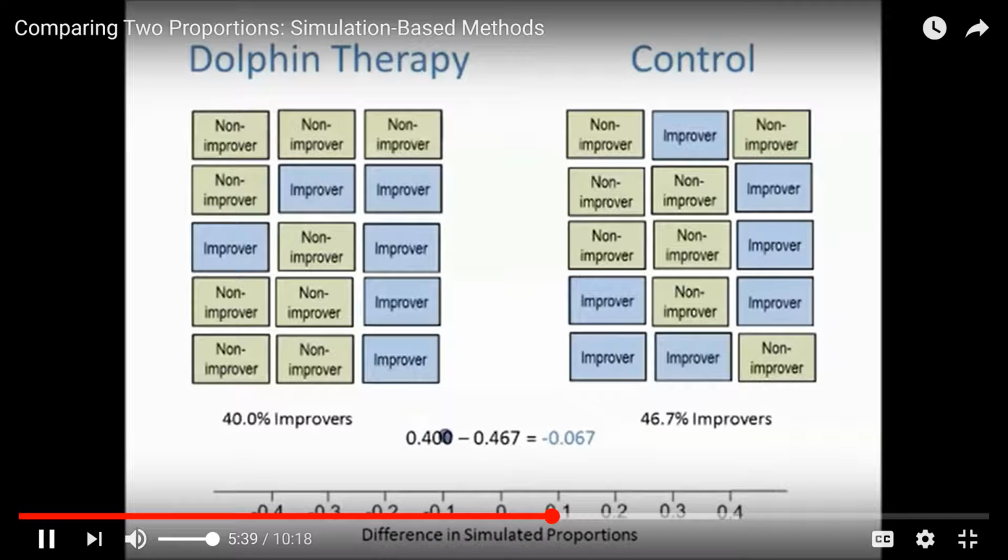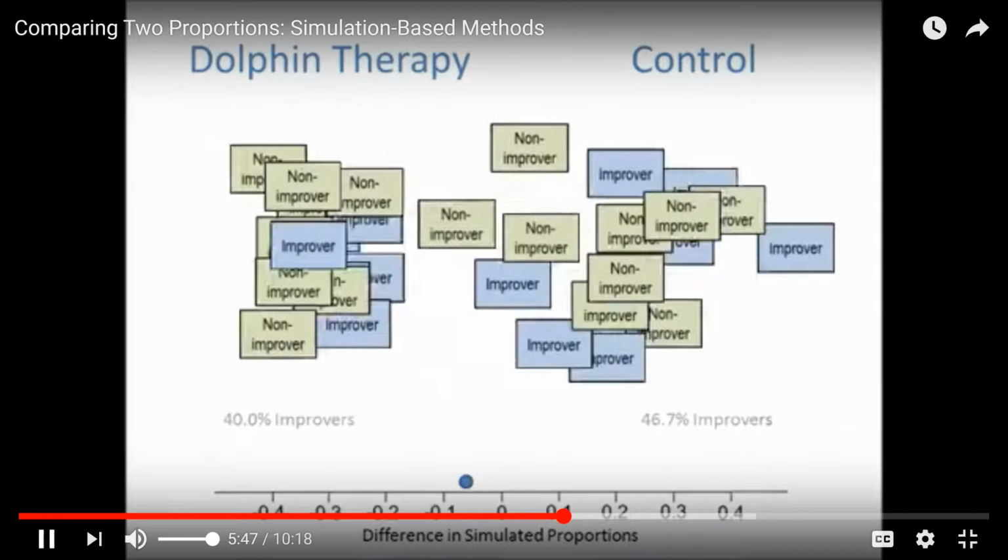Let's start making a dot plot of our simulated differences. That's what you guys did yesterday for me. Negative 0.067 being our first dot. Now let's repeat this process.